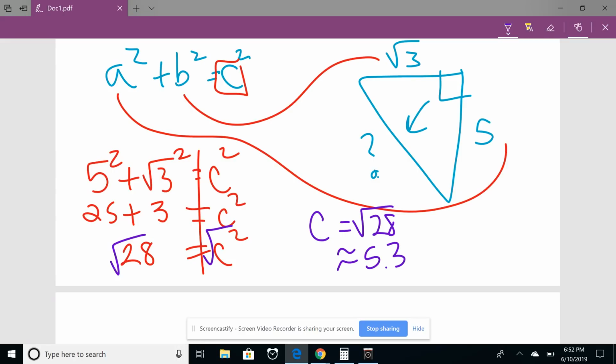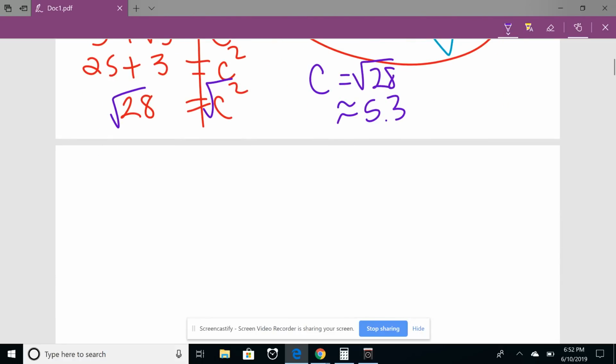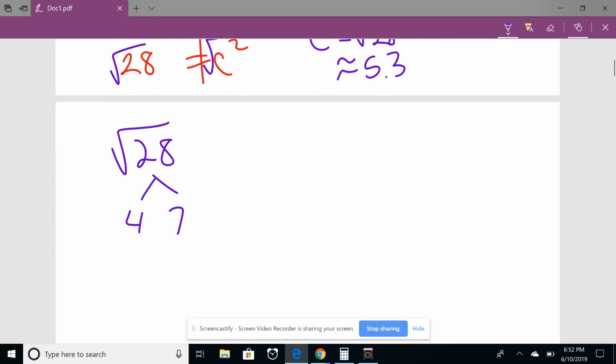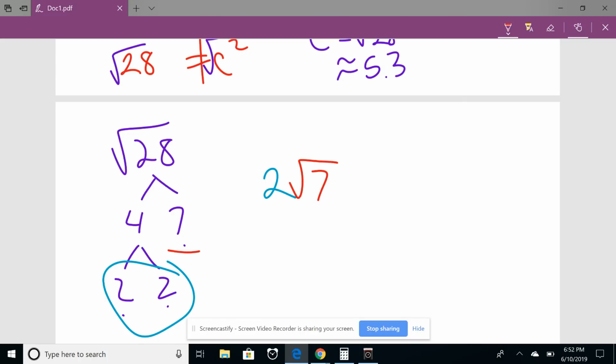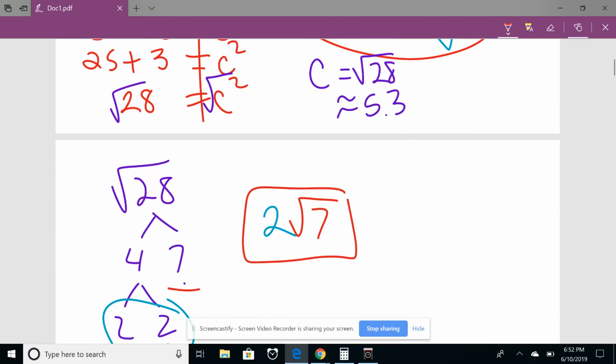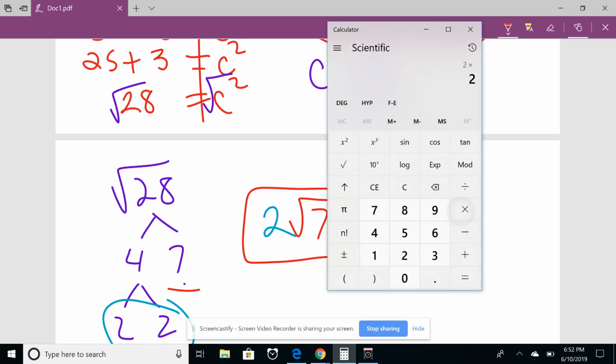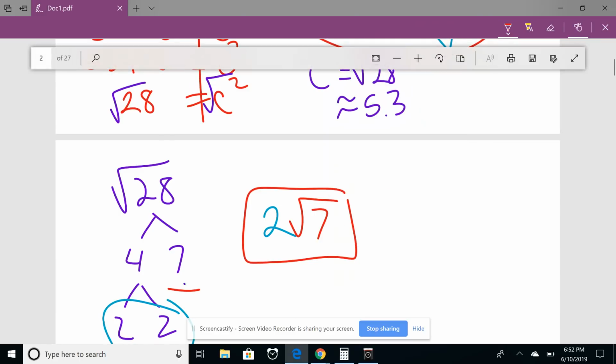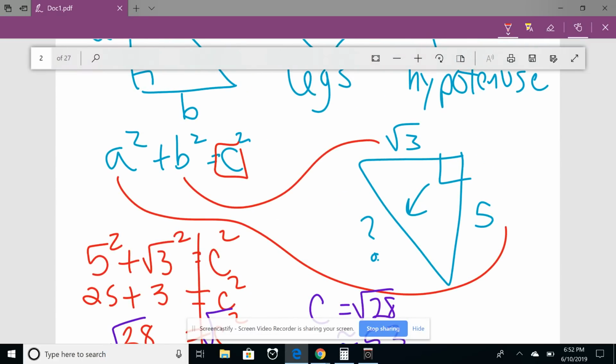Or they could say, write it as a simplified radical. In that case, you would do the radical tree. Square root of 28 breaks down to 4 and 7. 4 breaks down to 2 and 2. Take out the pair of 2's. That stays on the outside. 7 stays on the inside. And that's my simplified radical, 2 radical 7. And when I double check in the calculator, 2 times the square root of 7, you get 5.3. So that is what you do when you're trying to find the hypotenuse.